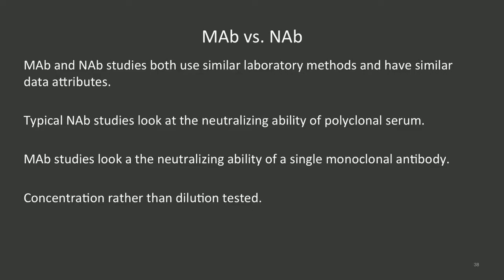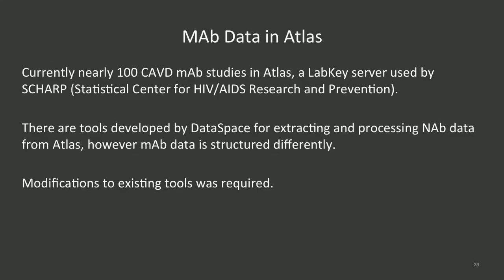With MAB studies, you're looking at a particular monoclonal and its neutralizing power. In a NAB study, you're looking at a polyclonal serum, and the subject is an actual individual rather than a given monoclonal. So even though the assays are similar, the data themselves are different. Also, with NAB assays, you're looking at dilution of serum and the neutralizing power of various dilutions, whereas with MAB studies, you're looking at the concentration of a given MAB. So concentration and dilution are similar, but they're represented differently in the data.